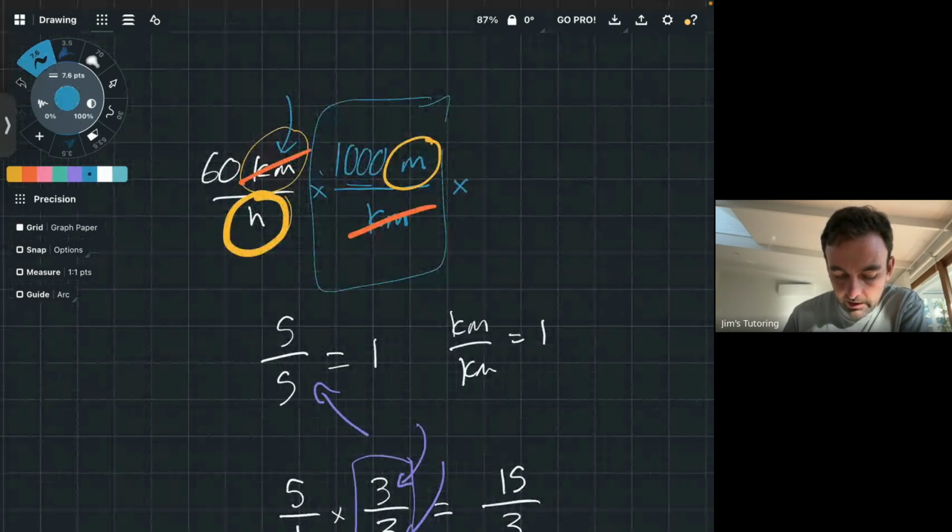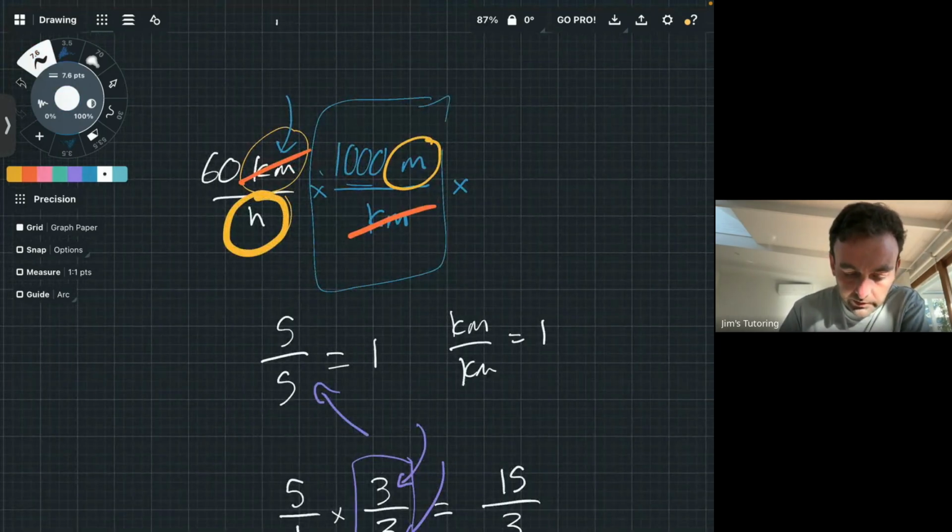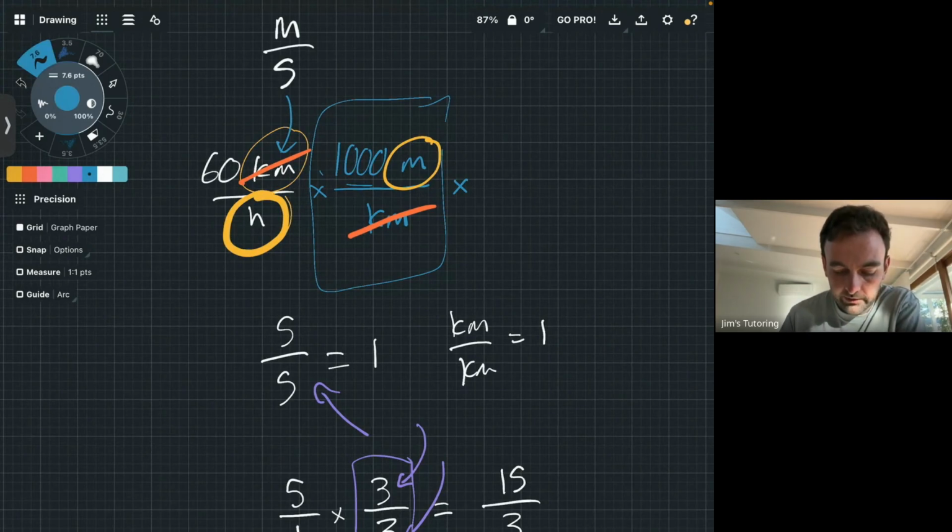And now we have hours that we want to cancel. So remember, we're going into meters per second. So we have hours which we want to cancel, and they're on the bottom of our fraction. So to cancel that, we need to put hours up the top.